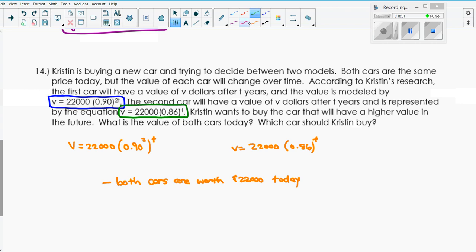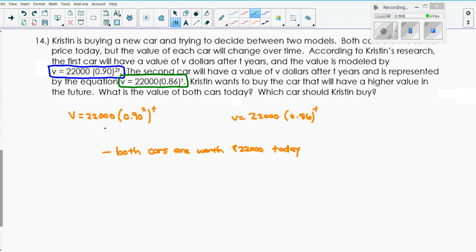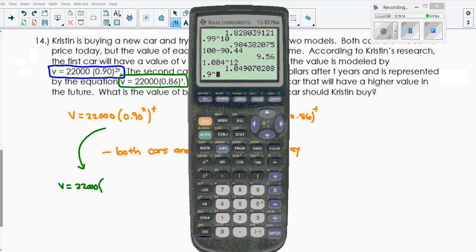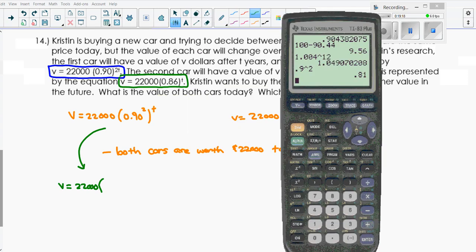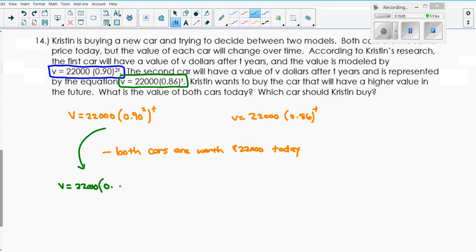Well, at first, it looks like this one is going to maintain more of its value because that one's only decreasing by 10% and that one's decreasing by 14%. However, we need to simplify that first. So this equation is actually going to become V equals 22,000 times, I'm going to use my calculator to say 0.9 raised to the second power. It becomes 0.81. So 0.81 raised to the t.